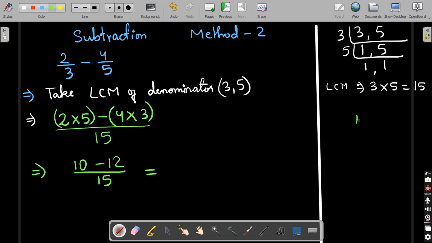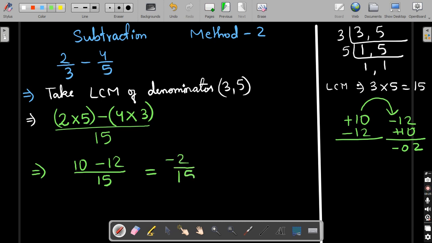10 minus 12. Again 10 minus 12, and the sign before it means it is plus. The lower number is greater, so I will transfer this number and make it like 12 plus 10. Now I am going to apply plus into minus is minus. So I will do subtraction. So 12 minus 10, and the sign is minus because 12 is bigger, so minus 2. So minus 2 by 15 is the answer.